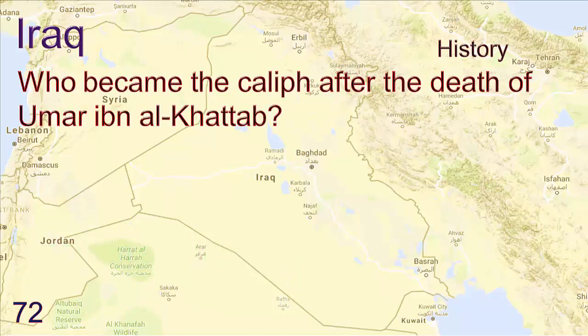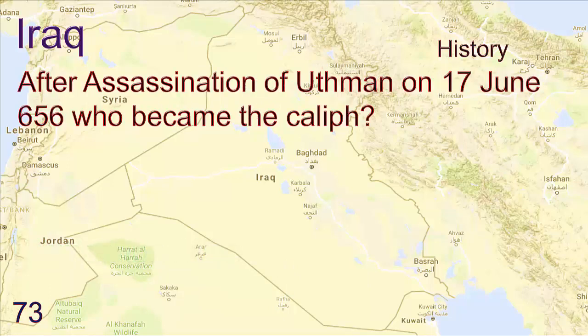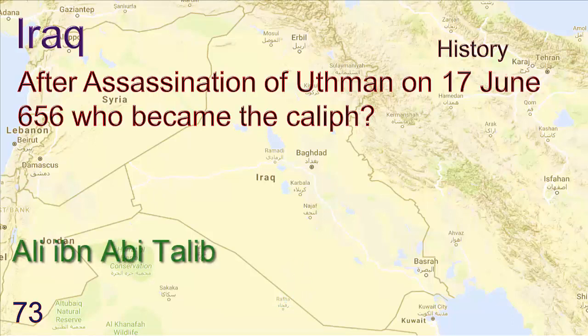Who became the Caliph after the death of Umar ibn al-Khattab? Answer is Uthman ibn Affan. After assassination of Uthman on 17 June 656, who became the Caliph? Answer is Ali ibn Abi Talib.